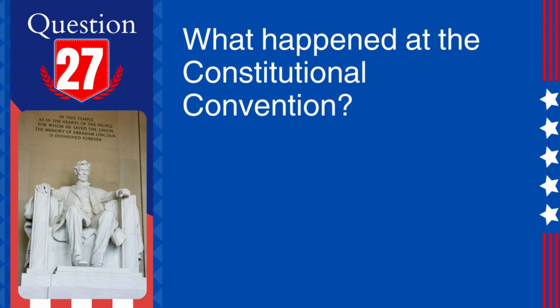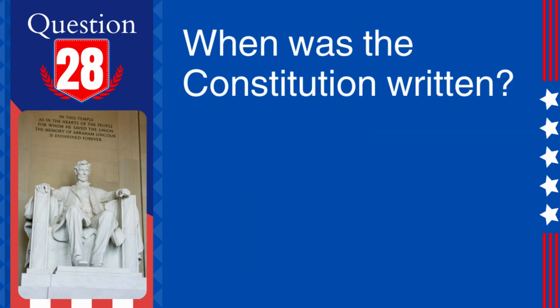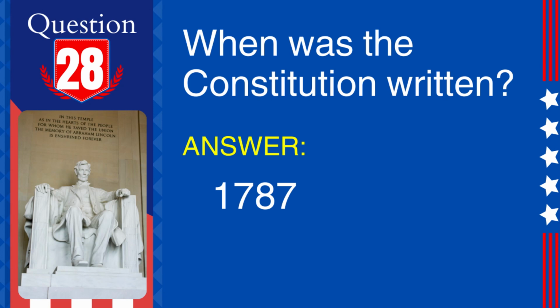27. Question. What happened at the Constitutional Convention? Answer. The Constitution was written. Explanation. The Constitutional Convention, held in Philadelphia in 1787, resulted in the drafting and subsequent adoption of the U.S. Constitution. 28. Question. When was the Constitution written? Answer. 1787. Explanation. The U.S. Constitution was drafted during the Constitutional Convention in Philadelphia in 1787.